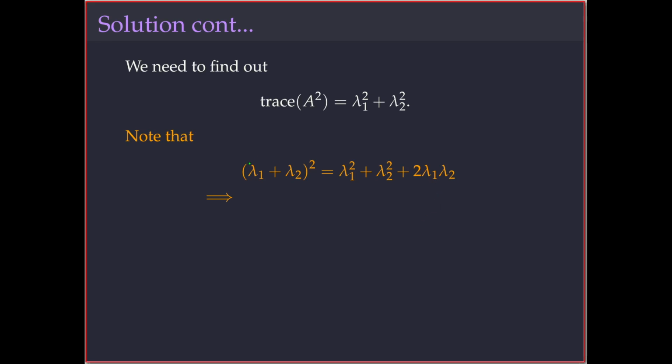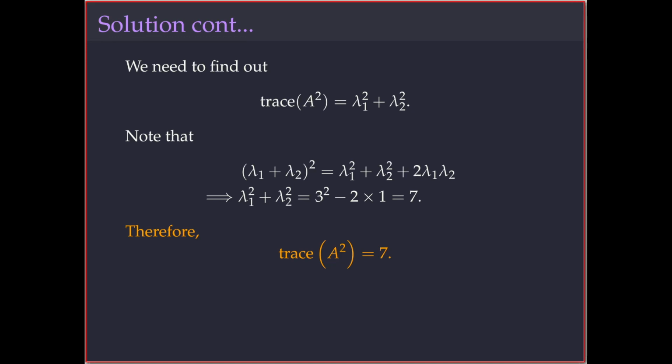Now we know the value of this. This is 3. What is the value of this? This is 2. Can we find out the value of this? Yes. So from this, lambda 1 square plus lambda 2 square is equal to 3 square minus 2 times 2, which is equal to 9 minus 4, which is equal to 5. And hence, what is the value of trace of A square? It is equal to 5.